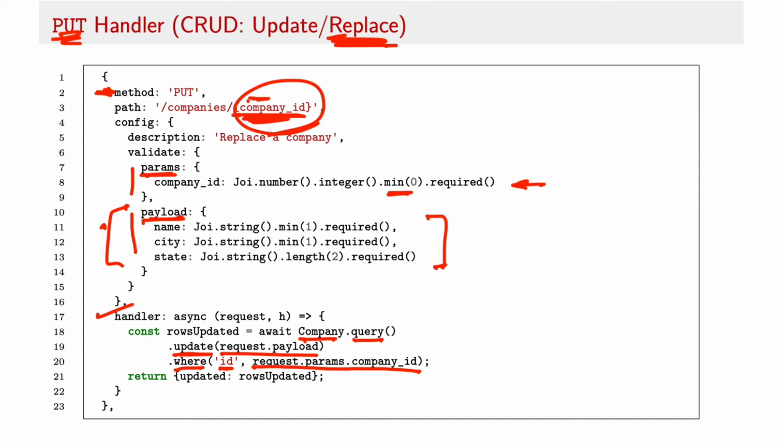One would be to return the updated object. So we could update the company and then go and fetch it back out of the database and send it on to the client. What I've done here is a little bit different, just to show you that there's different ways to approach this.